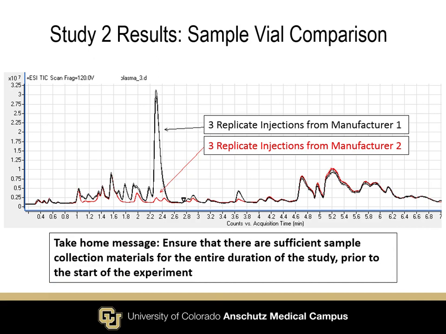So taking this into mind, you need to ensure before something like this happens that you have plenty of consumables. So if you're going to be collecting blood or plasma or any type of biofluid from multiple centers, you should probably be the one that's providing them with their tubes, all of their consumables, preferably from the same lot, from the same manufacturer, and you control for this at the beginning of your design.